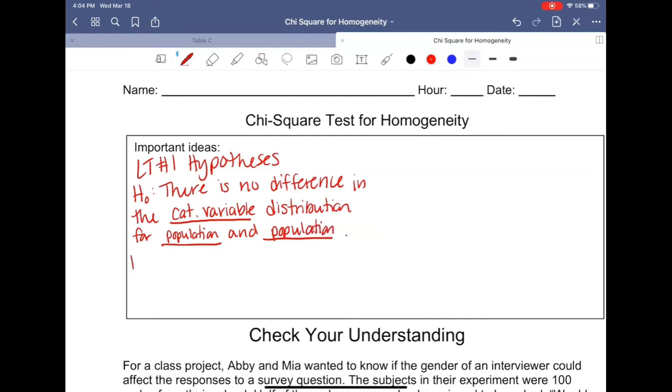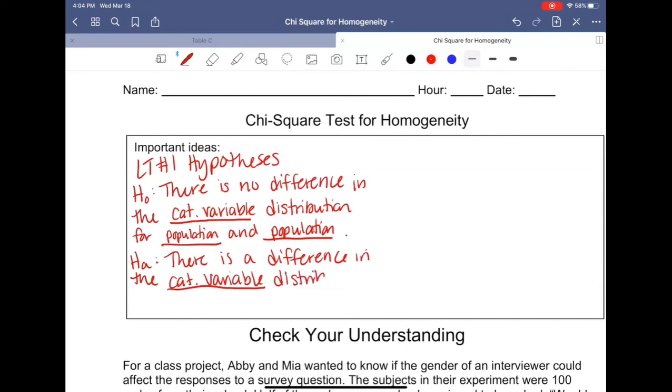And then the alternative hypothesis is the opposite of that. So that is that there is a difference in the distribution. There is a difference in the categorical variable distribution between your two populations.